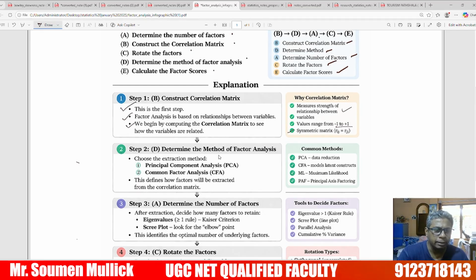Second step, determine the method of factor analysis. Under this section, we choose the extraction method: principal component analysis, PCA, or common factor analysis, CFA. This defines how factors will be extracted from the correlation matrix. The common methods are PCA for data reduction, CFA, common factor analysis, to model latent constructs, ML, maximum likelihood, and PAF, principal axis factoring. So these are the methods for step 2.